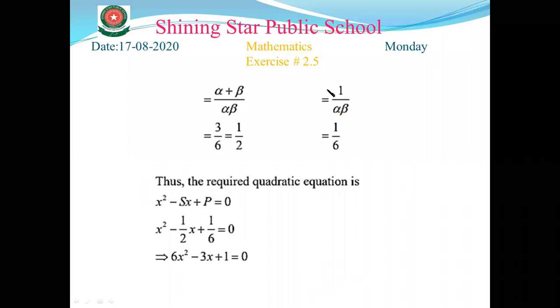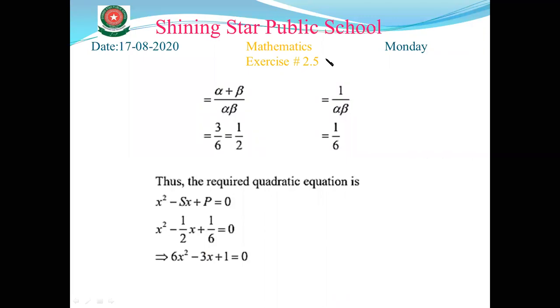Now, when we find the quadratic equation, we put the values of the sum of the roots and product of the roots, very simple. And when we put the sum of the roots and product of the roots, we will get x square minus 1 over 2 x plus 1 over 6. When we take the LCM of 2 and 6, we will get 6. So multiply 6, we will get 6x square minus 3x plus 1 is equal to 0, which is your required answer.